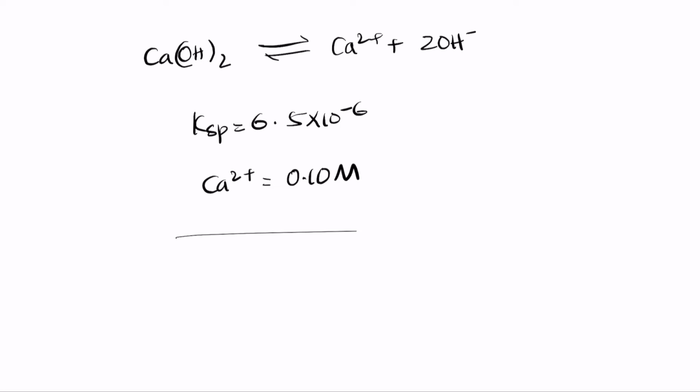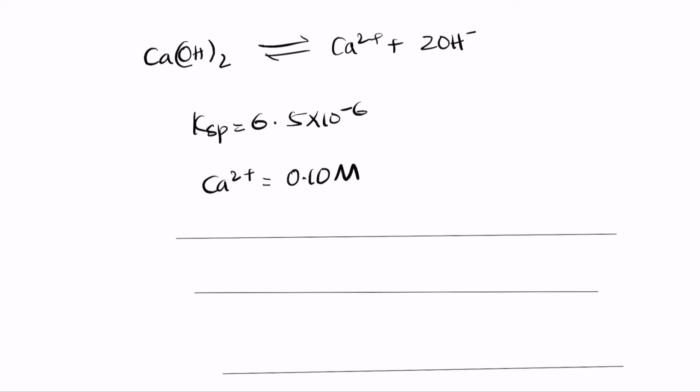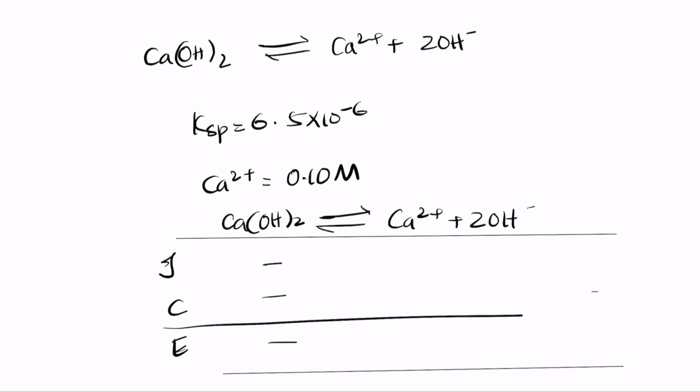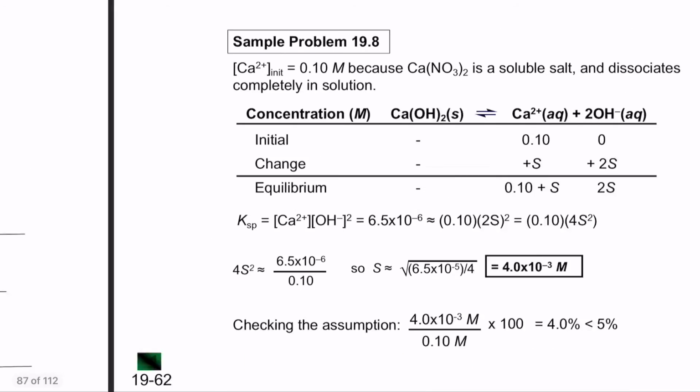Now let's write the reaction table. Ca(OH)2 becomes Ca2+ plus 2OH-. So initial, change and equilibrium. We are starting with the initial concentration of Ca2+ at 0.10 and 0 concentration of OH-. The change is going to be plus S, and plus 2S. So the calcium concentration becomes 0.10 plus S, and OH- concentration becomes 2S.